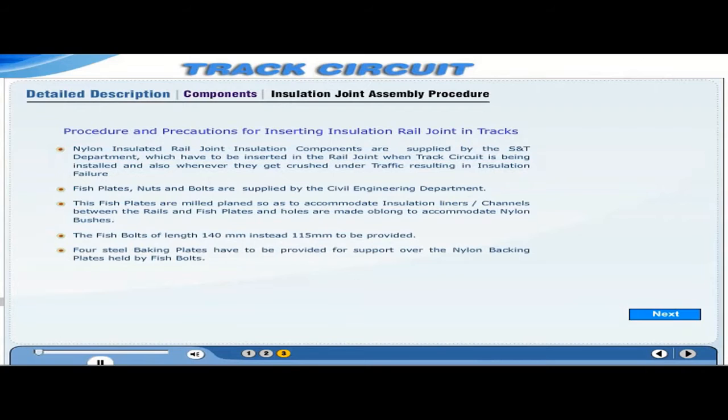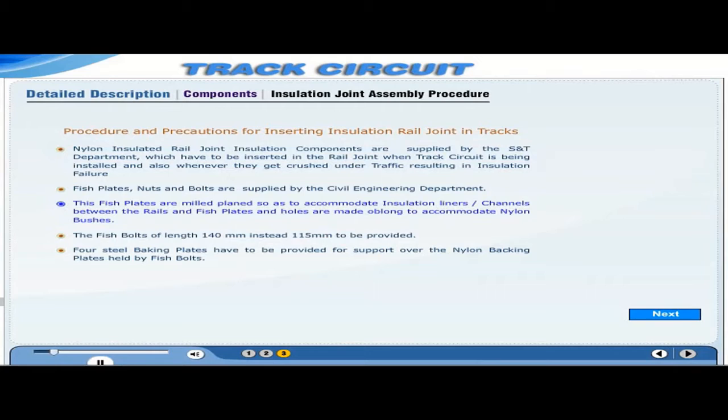Procedure and precautions for inserting insulation rail joint in tracks. Nylon insulated rail joint insulation components are supplied by the S&T department, which have to be inserted in the rail joint when track circuit is being installed and also whenever they get crushed under traffic resulting in insulation failure. Fish plates and nuts and bolts are supplied by the Civil Engineering Department.